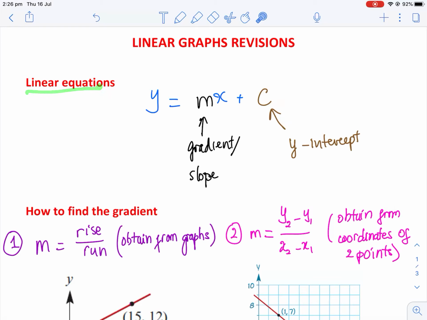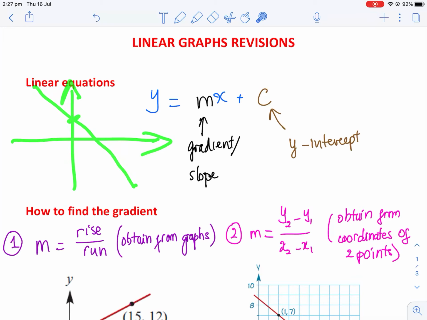So first, the basic form for a linear equation is y equals mx plus c, with m being the gradient or the slope of the line and c being the y-intercept. The intercept is easy to find. For example, you have the Cartesian plane here and the linear line is like this. Then this point is the y-intercept. The y-intercept is the point where the line cuts the y-axis.